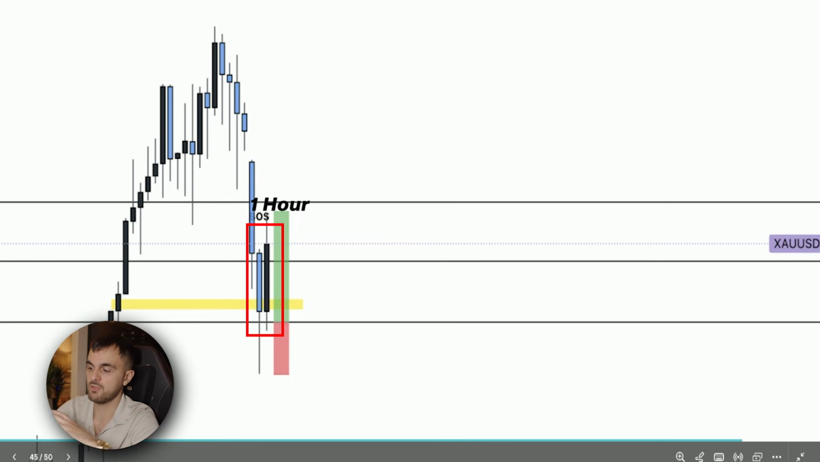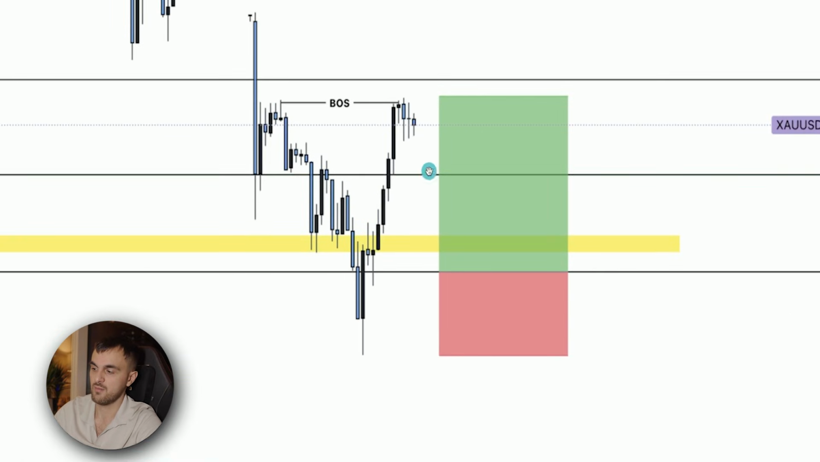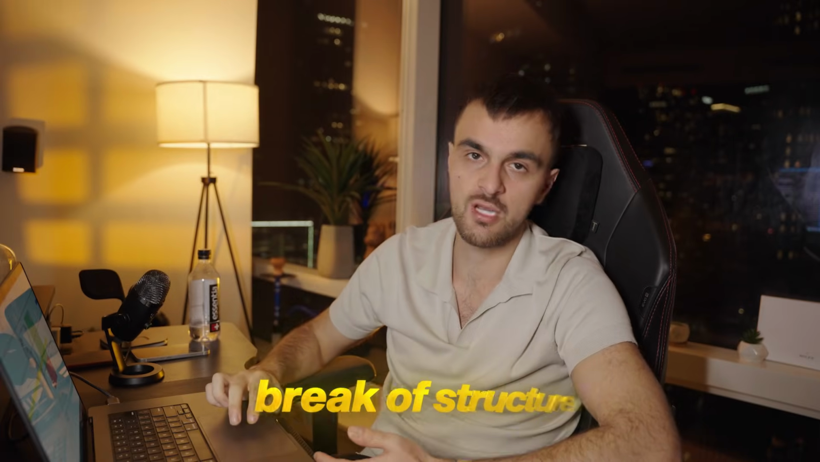So we're able to potentially now look at the 5 minute, which is up here, because the 1 hour is rejecting, but the 5 minute is showing a break of structure. So we have a 1 hour rejection candle, but inside of that, the 5 minute is showing a 5 minute break of structure. So we're combining 5 minute structure with 1 hour structure together here.